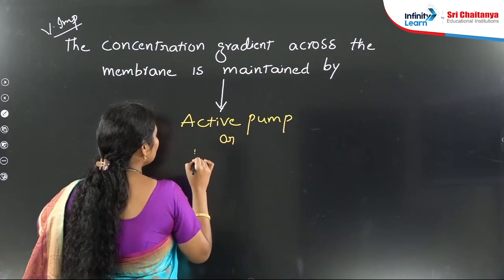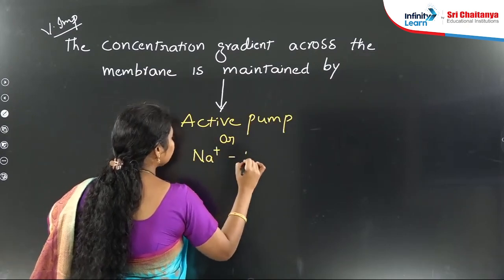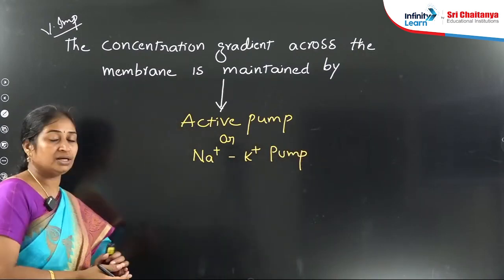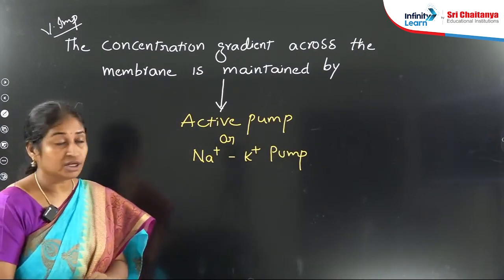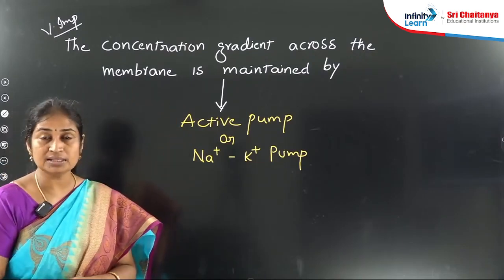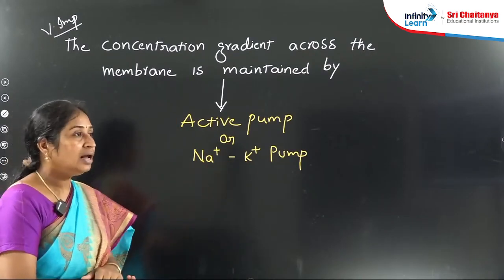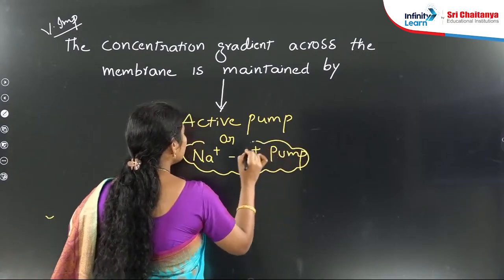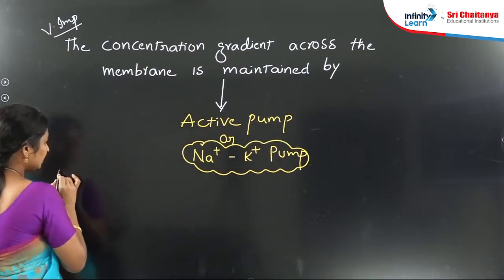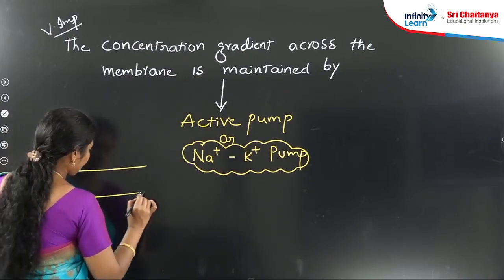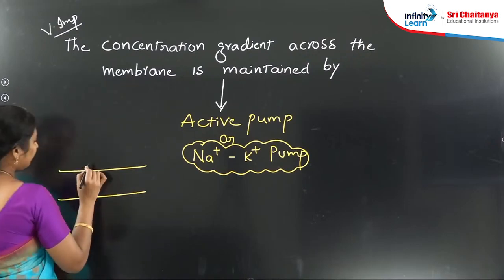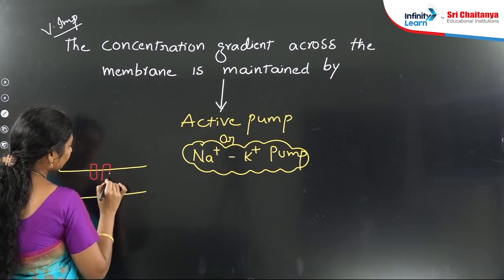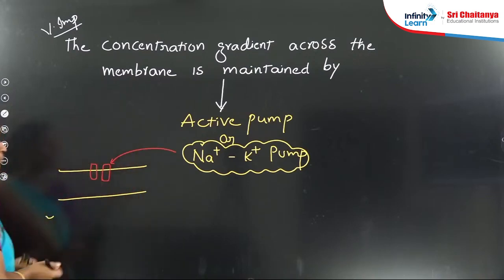This active pump is also known as the sodium potassium pump. So which of the following transport or ion channels maintains the membrane potential or the concentration gradient? The answer is the sodium potassium pump, or active pump. What is the role of this pump? For example, this is the membrane, and over the membrane this channel will be there. This is the sodium potassium pump.